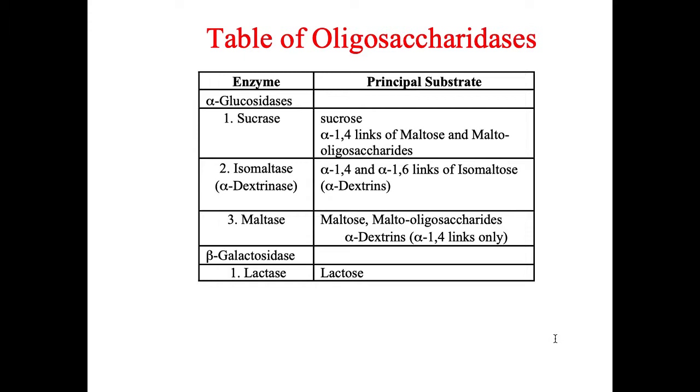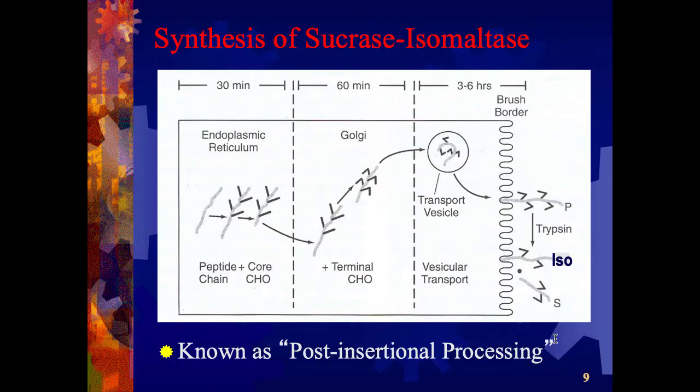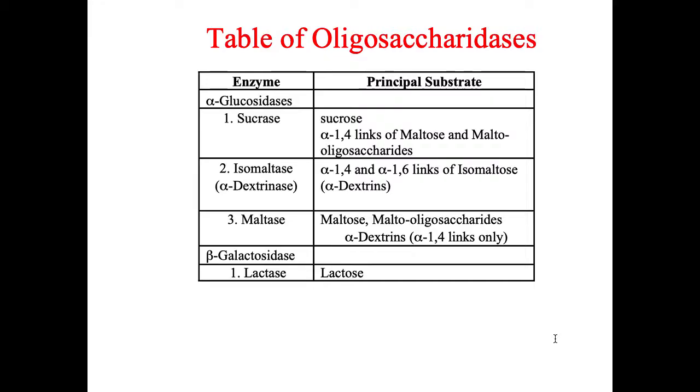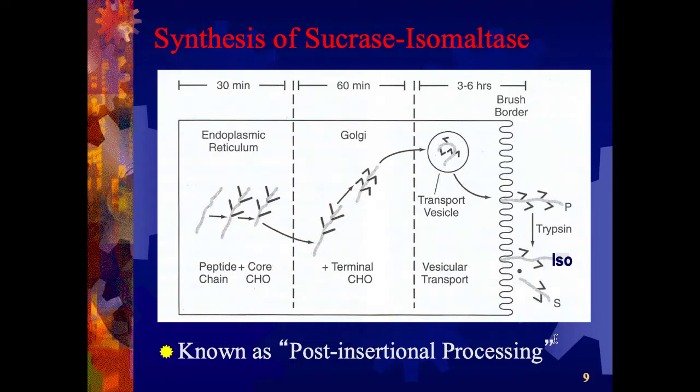And we're going to look at how some of these enzymes get there, because this is a very, very interesting thing as well. And this has to do with the synthesis of sucrase and isomaltase. So now these 2 enzymes, sucrase and isomaltase, 2 different enzymes made from 1 gene. And I'll explain that in a second.